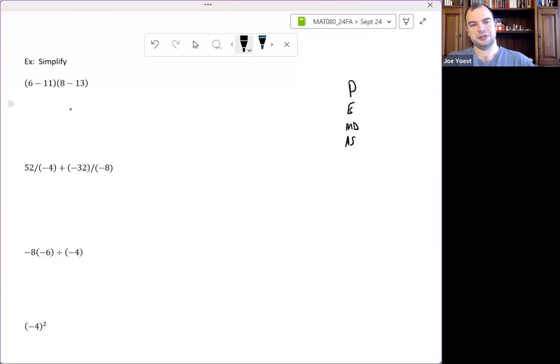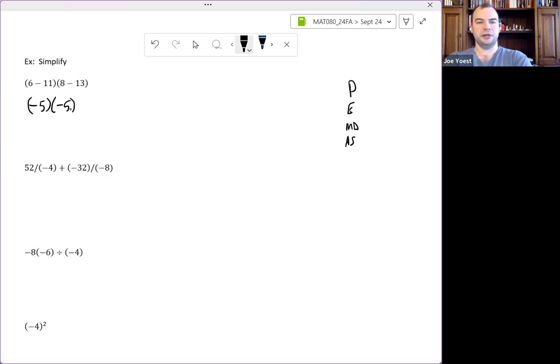6 minus 11, well, the number being subtracted is bigger than the number being subtracted from, so the answer is going to be negative. And it's going to be negative of 11 minus 6, or negative 5. And that's multiplied by 8 minus 13, which again is going to be negative 5. So I've simplified my parentheses. I've got negative 5 times negative 5.